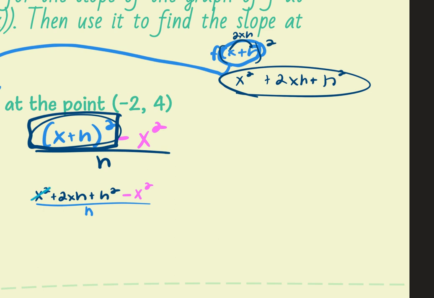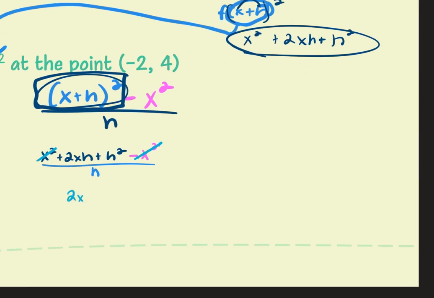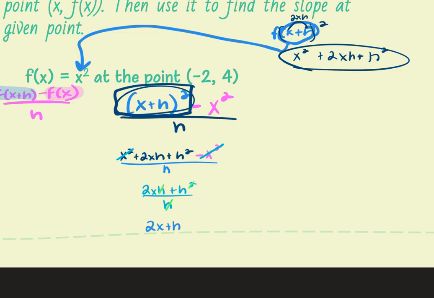If you've done that step correctly, then anything that does not have an h should cancel out in my numerator. So I have a positive x squared and a negative x squared. They're going to cancel out. And then I end up with 2xh plus h squared over h. And if we've done that correctly, then h should cancel into each of the terms. And my simplest form is the equation that I am then going to find the limit of.